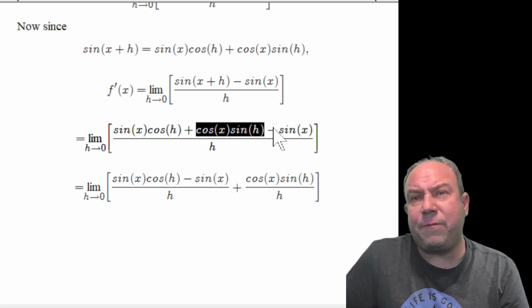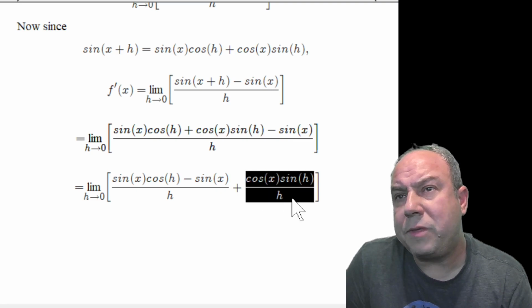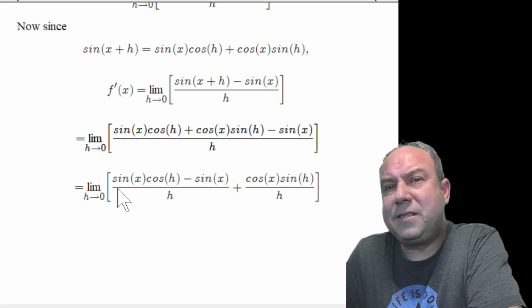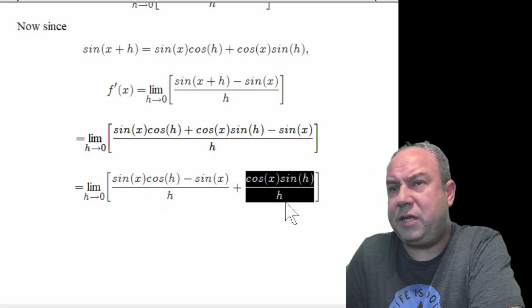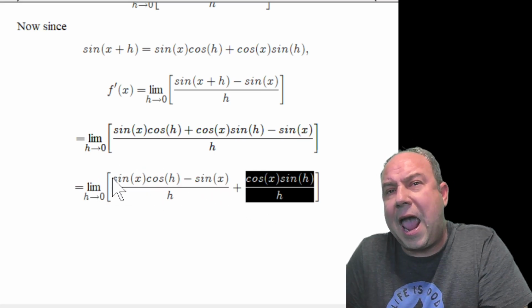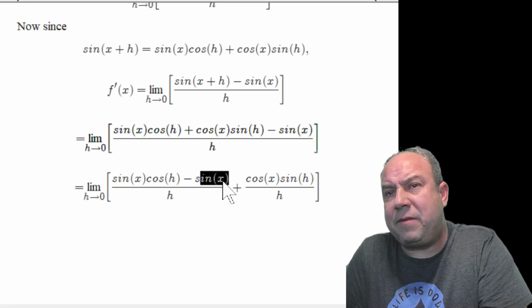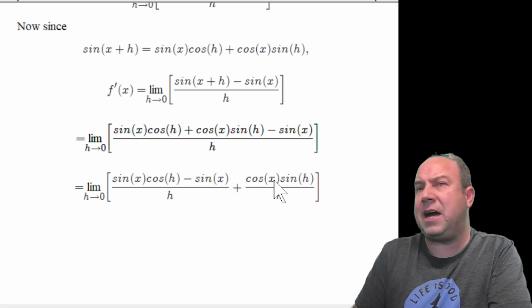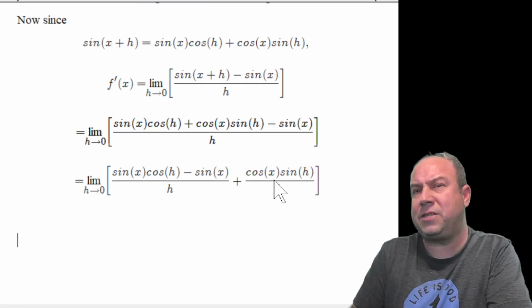If we group that as such and we consider the behavior for this limit now, this limit is going to distribute itself to both of these groups. And in the first group, you're going to have a common factor of the sine x. And in the second group, you're going to have a constant multiple given by the cosine x.